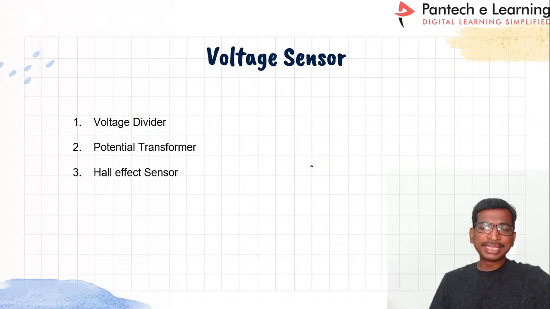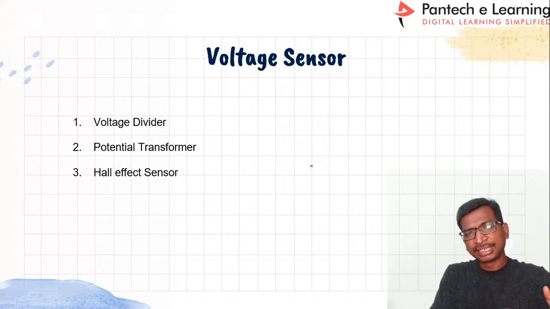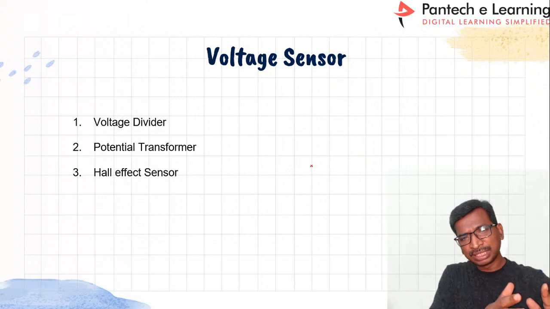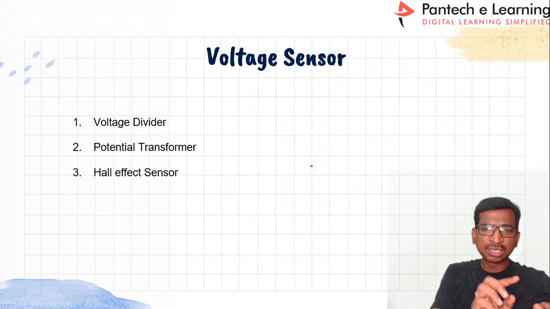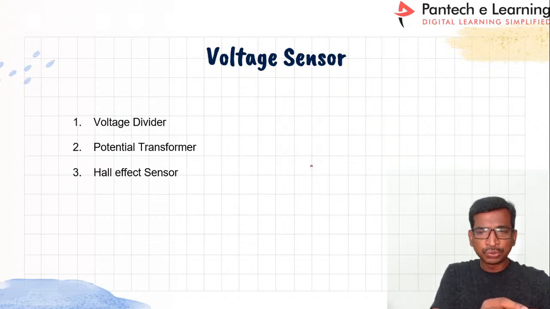And now let us take a sensor, right? First, let us take a voltage sensor. To measure voltage, there are three different methods: voltage divider, potential transformer, and Hall effect sensors. These three we are going to use in voltage sensing applications.